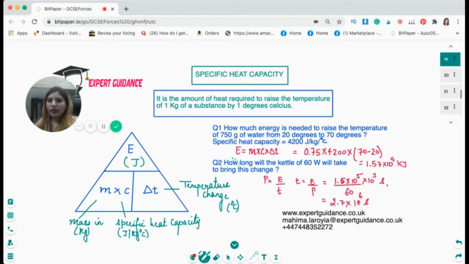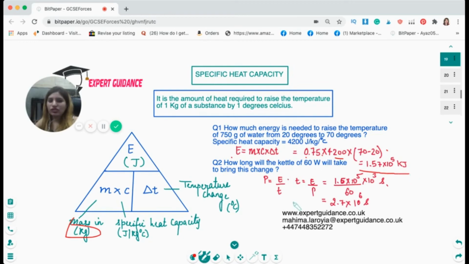Now, we know energy is mc delta T. My mass is 750 grams. It has to be in kgs, so that becomes 0.75 times 4200 times temperature change, which is 70 minus 20, and that gives 1.57 times 10 power 5 joules.